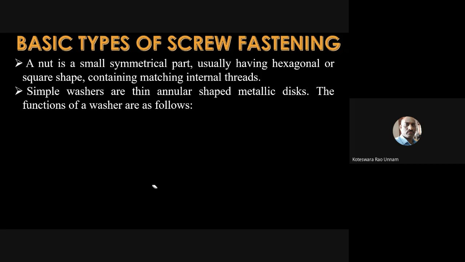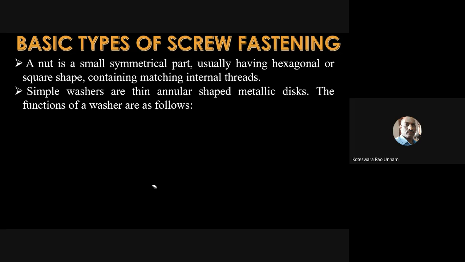Then we have the washer. So what is the washer? Washers are thin, annular shaped metallic discs. Generally, these washers are in the form of a disc, but the thickness of the disc is very small. So that's why they are thin, annular. Why should it be annular? Because it needs to be inserted into the bolt. So it is a hollow circular cross section. So that's why they call it annular shaped metallic discs.